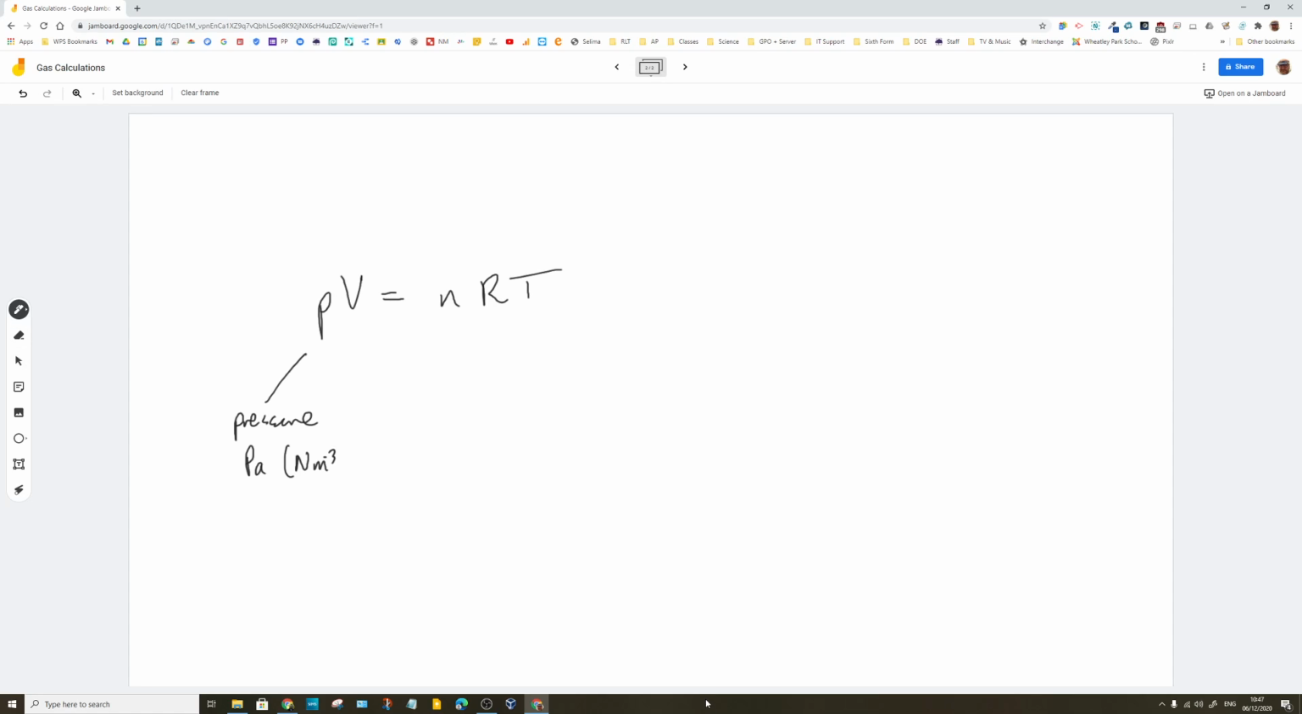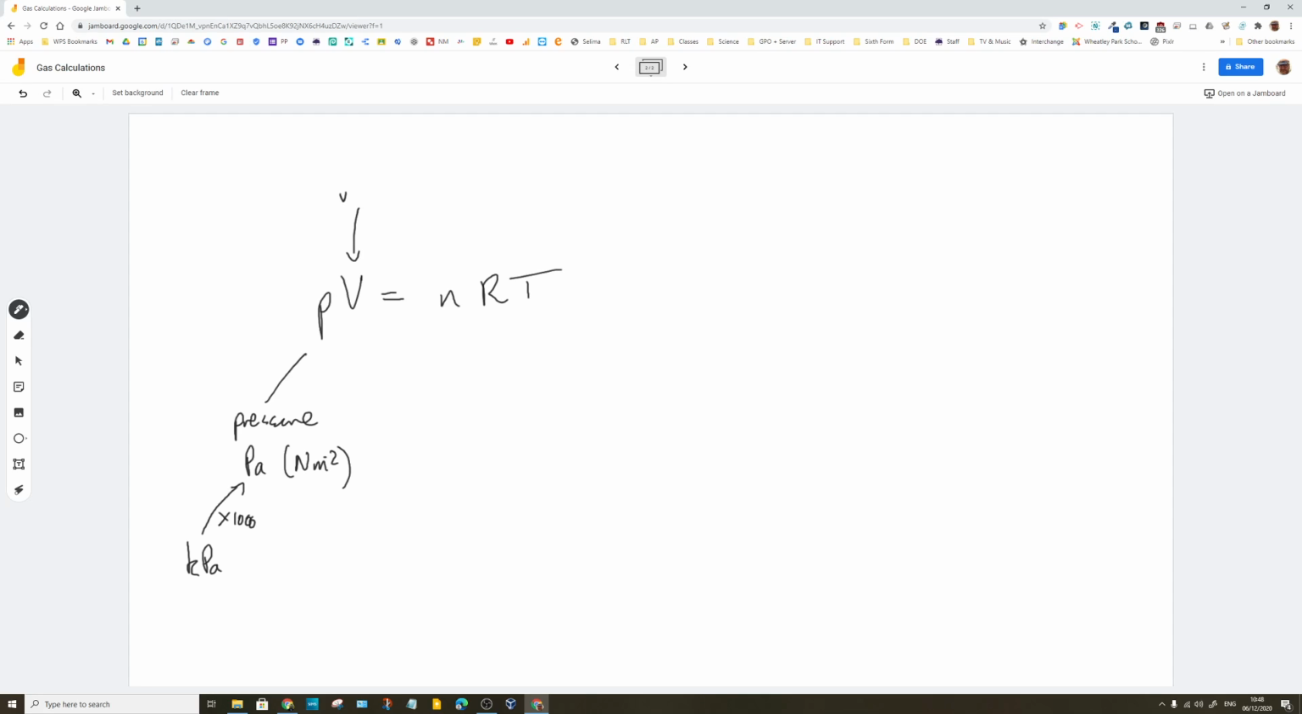Whoops, getting carried away there. It's not a cubed meter, it's a squared meter. And what you'll often see questions quoting pressures in is kilopascals. If you go from kilopascals to pascals, you'll have to multiply by 1,000. That's probably the most common conversion that you'll have to do. So look at the units of pressure very carefully.